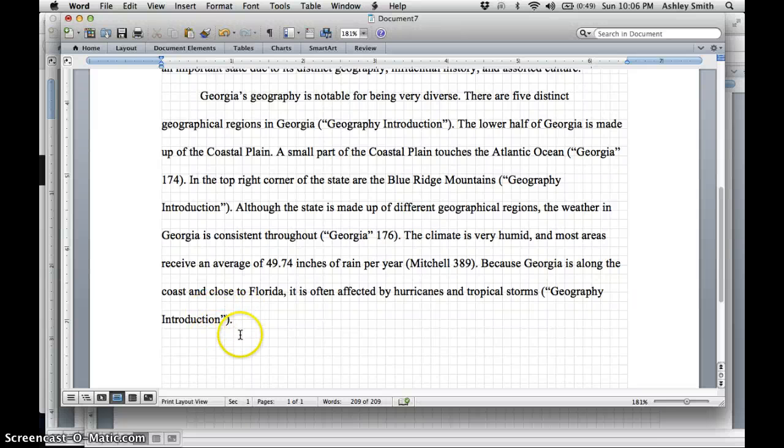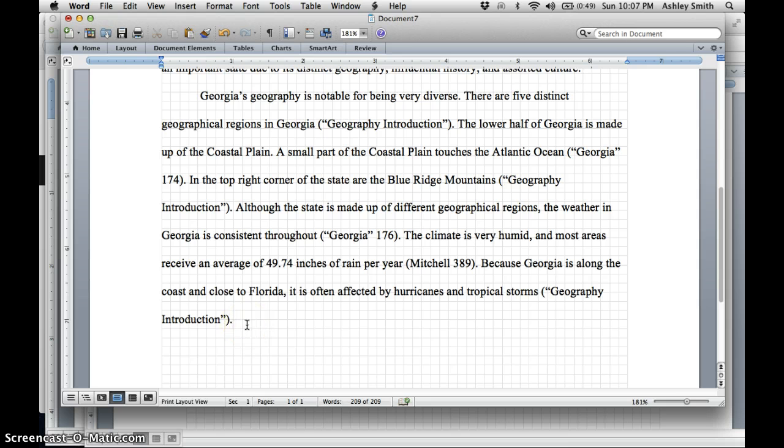We always want to make sure that the period comes after the citation. You don't put the period here, you put it after the citation. Think of your citation as being part of your sentence, so the period comes after. You also don't want to put your period inside the parentheses, it goes outside.